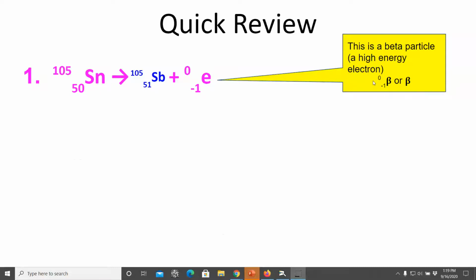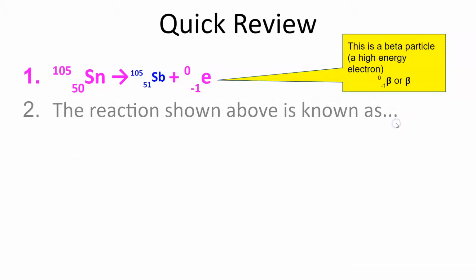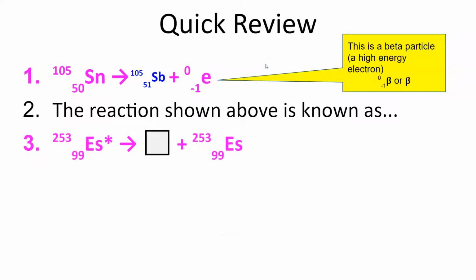Okay, now that we know this is a beta particle, what type of reaction is this? This is known as beta decay, right? So this is beta decay because with beta decay, you start with one reactant. So you're starting with one thing, our reactant, and it splits apart into a nucleus and a beta particle. So it's going to split apart into two things, and one of those things will be a beta particle. Let's try the next one.